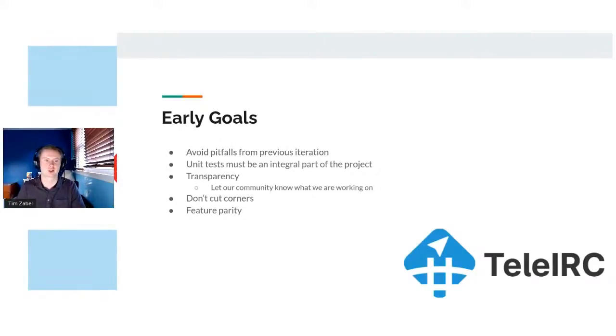Switching to Go was a really big change, and we wanted to immediately let our community know that this is something that we were working on, and we didn't want to exactly hide that this is going on. And we also didn't want to cut corners, because with a whole new iteration of our project, we wanted to get it done right the first time. And also with this change, we wanted full feature parity between the Node.js and the Go releases.